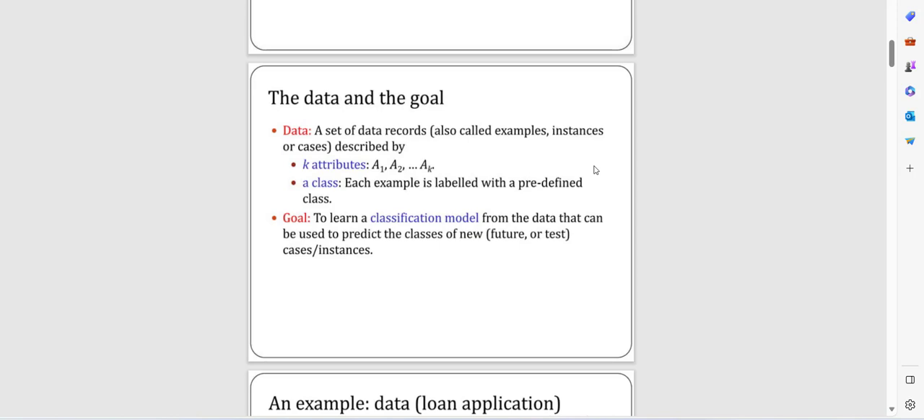You know about the data: a set of data records, also called examples, instances, or cases, described by key attributes and classes. What is the main goal? To learn a classification model from the data that can be used to predict the classes of new, future, or test cases or instances. So your main goal is to predict whether a patient should be in the high risk class or the low risk class.